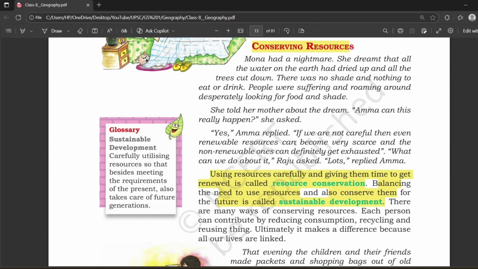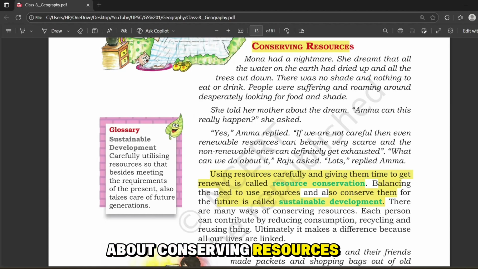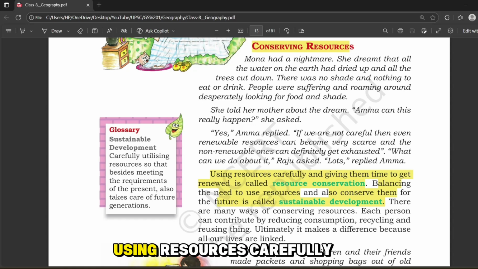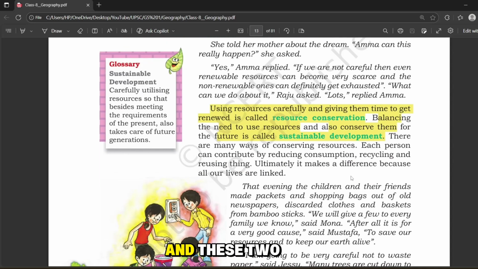Okay. Now let's talk about conserving resources. We have many resources, but we need to conserve them for future generations. Using resources carefully and giving them time to renew is called resource conservation, and balancing the need to use resources while also conserving them for the future is called sustainable development. These two, conservation and sustainable development, are closely related but have slightly different meanings.